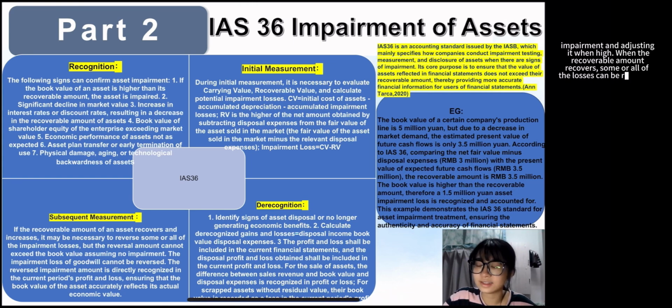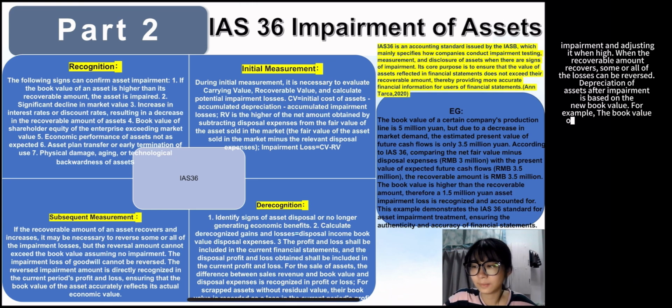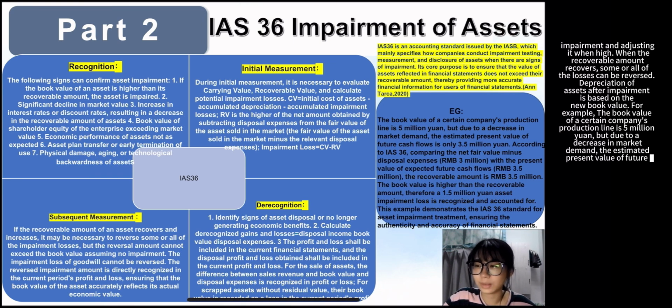Under IAS 36, assets impairment first compares the book value with the recoverable amount, then adjusts it. When the recoverable amount recovers, some or all of the loss can be reversed. The depreciation after impairment is based on the new book worth.